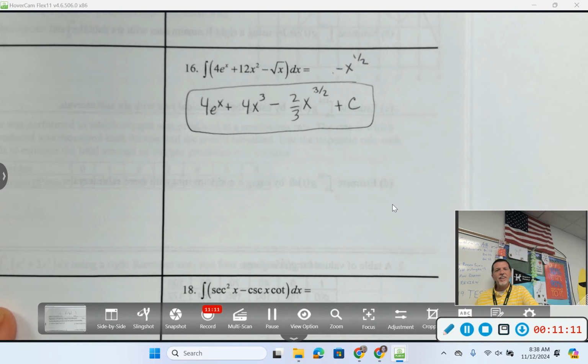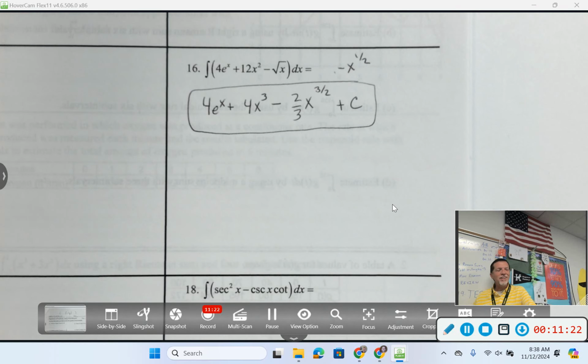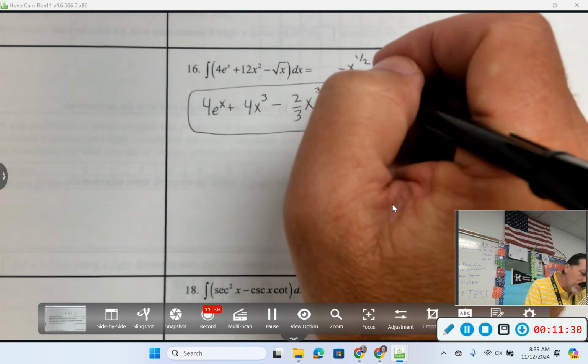Usually on this test I take off a maximum amount because there's a bunch of problems that end with plus c, and if I take off 2 points and you forget it 10 times, that seems a little excessive to lose 20 points because of one thing. So I sort of cap it at some point. Hopefully you don't forget the plus c though.